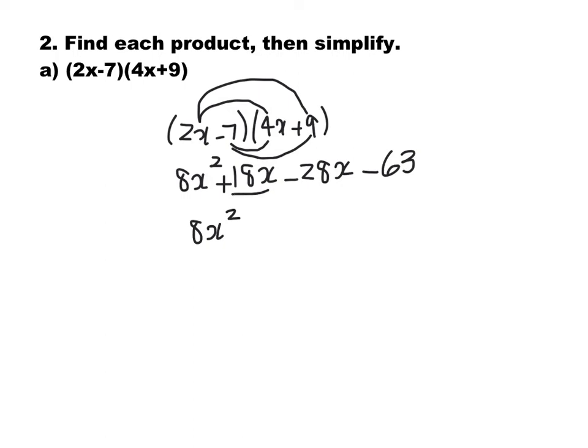There is no like term to x squared, so I'm going to have 8x squared. Now 18x and negative 20x are like terms. Add them together, we get negative 10x. And the only thing which is left is the constant, which is negative 63. So the final result is 8x squared minus 10x minus 63.